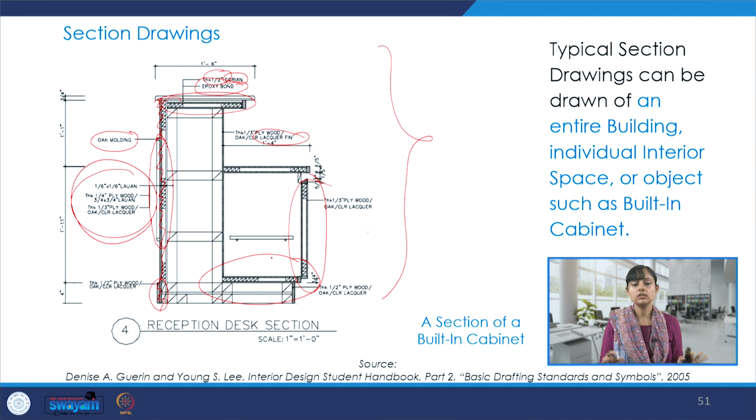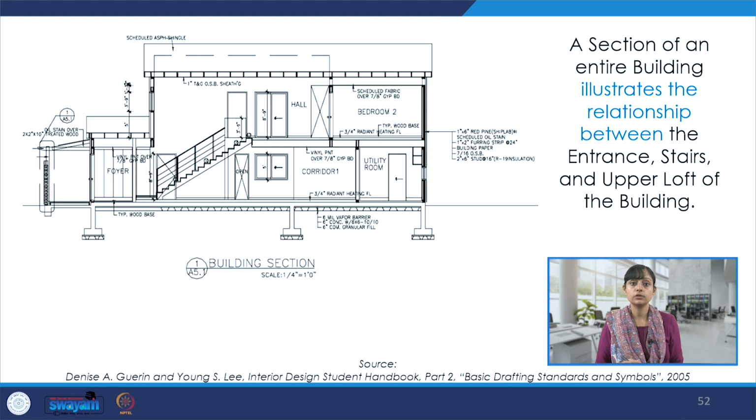So the material, the cross section, the thickness, the make, the different kind of specifications within a material family. So all of that we will get to understand through section drawings. So they are very, very crucial.